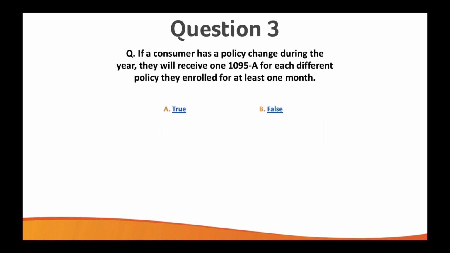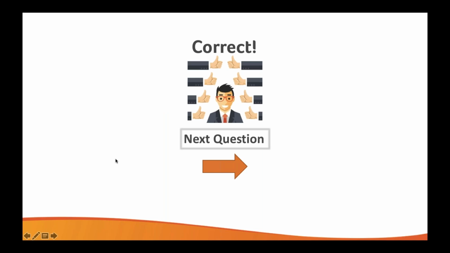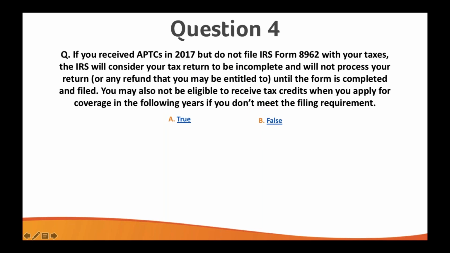Question 3. If the consumer has a policy change during the year, they receive one 1095-A for each different policy they enrolled in for at least 1 month. Is that A, true, or B, false? Looks like there was one saying A, true, Deb. Yes, it is true. Every time you have a policy, if any kind of policy change, you'll get another form. If you had a change in premium, you would get another form as well.